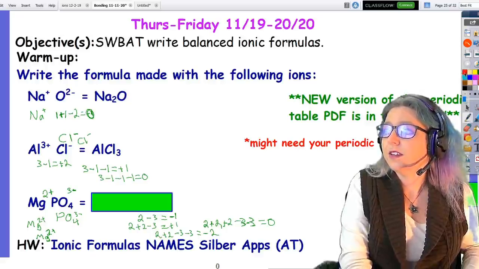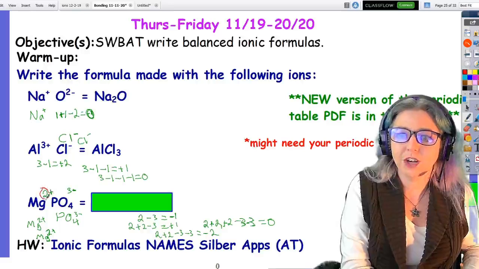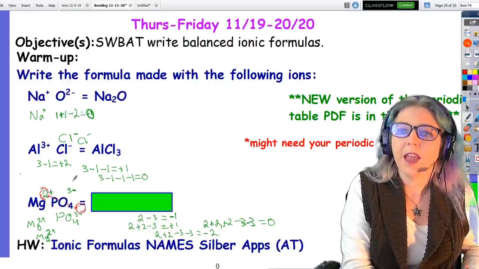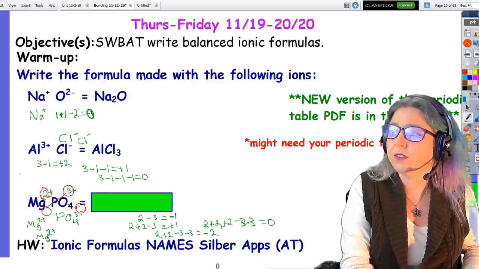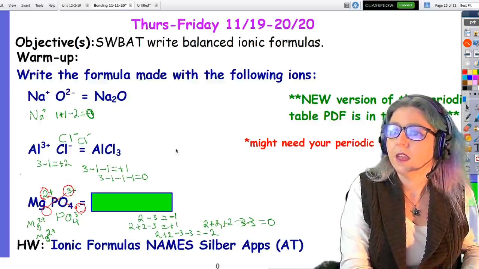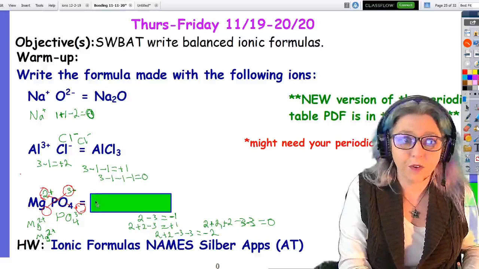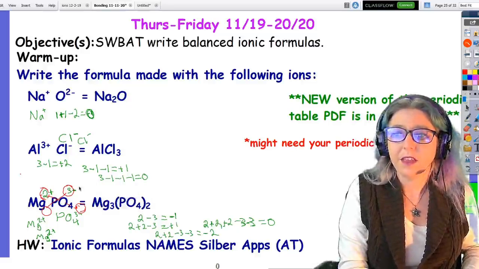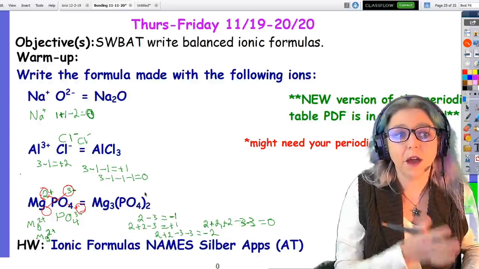Now, a shortcut that I showed you during the warm-up and later on in our notes is I can take the charge from my magnesium, my charge of 2, bring it down to be my new subscript. And then I can take that charge of 3 for my phosphate and bring it down to be my new subscript for my magnesium. So my final balanced formula for either form gives me the same thing. Mg3(PO4)2.